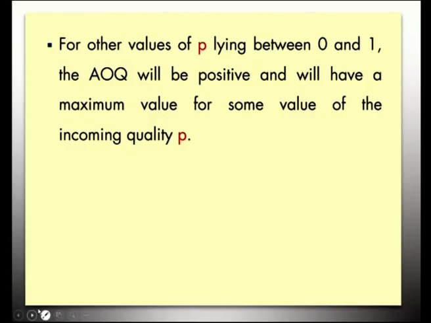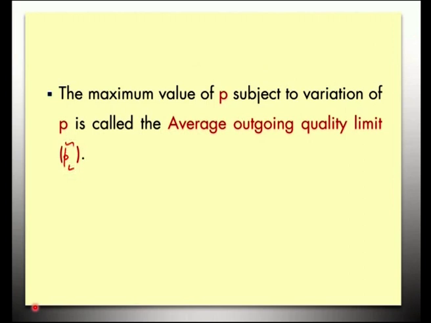So, there are only 2 possibilities: 100% okay and 100% defective. 100% okay appears in the case of p equal to 0 and 100% defective will appear in the case of p equal to 1. For other values of p lying between 0 and 1, with 0 and 1 excluded, AOQ will be positive and will have a maximum value for some value of the incoming quality p. The maximum value of AOQ subject to the variation of p is called the average outgoing quality limit.